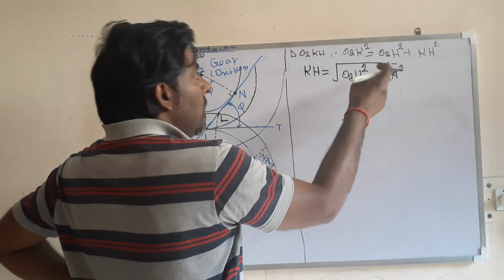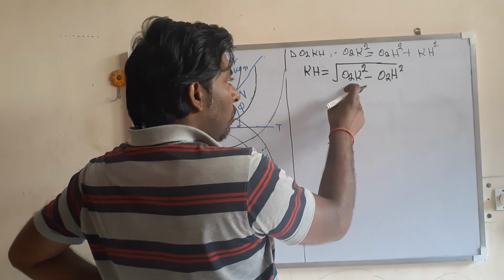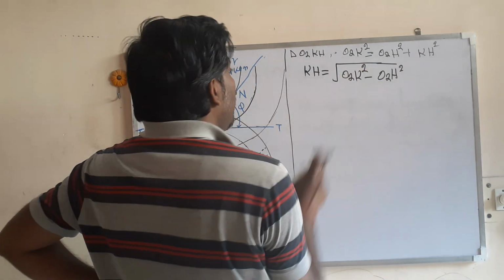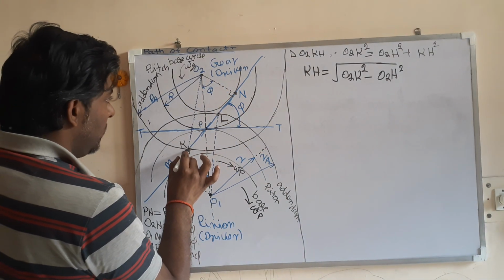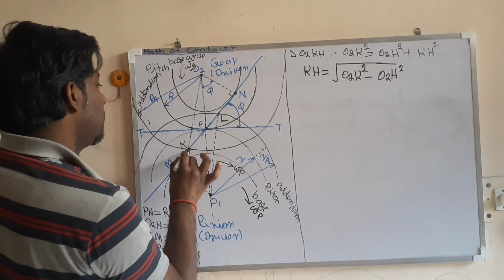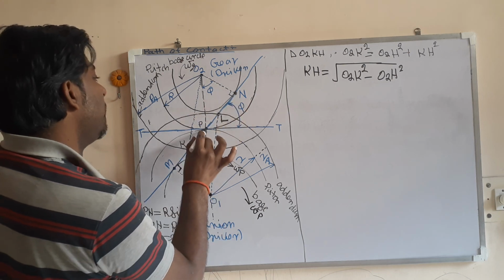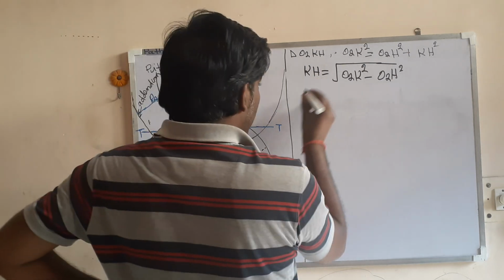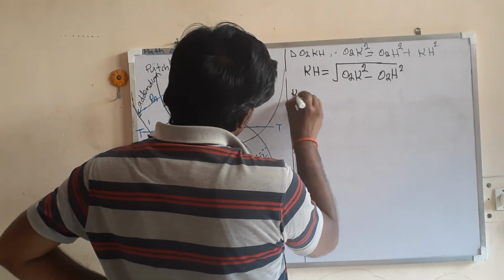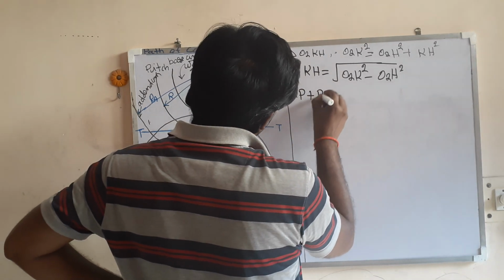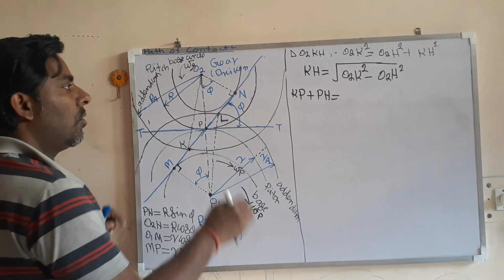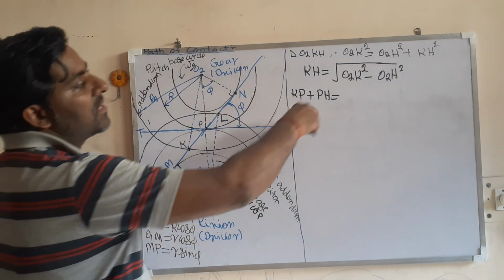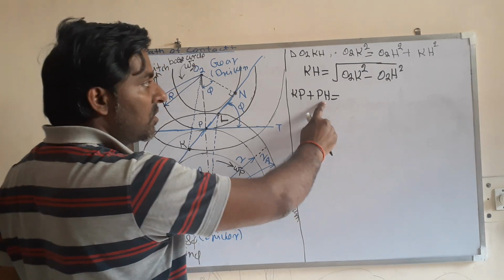So KN square, so KN will be under root O2K square minus O2N square. Look at here, what is this KN? This is the KN. This KN can be written as KP plus PN. So KP plus PN is equal to this one. So KP will be equal to this one minus PN.